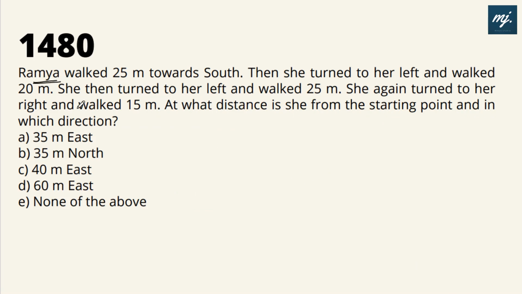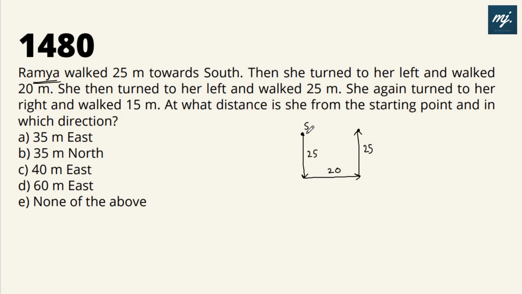Now we have Ramya. Ramya walked 25 meters towards south, starting point, 25 meters south. Then she turned to her left and walked 20 meters. If she is heading towards south, left means my right, 20 meters. Now she is walking towards east. She then turned to her left and walked 25 meters. Left means towards north. She has started walking 25 meters.